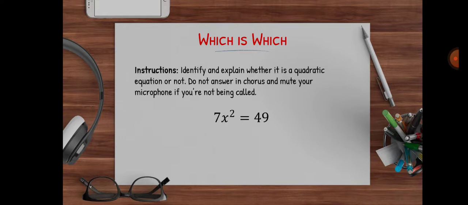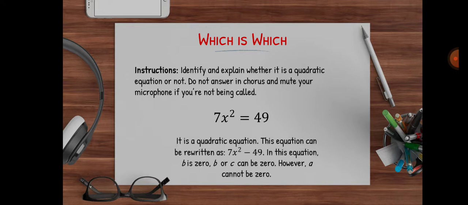7x squared minus 7x squared equals 49. Do you think this is a quadratic equation? Let us proceed. It is a quadratic equation. This equation can be rewritten as 7x squared minus 49. In this equation, b is 0. b or c can be 0, however, a cannot be 0. As I mentioned earlier, a is a non-zero constant, while b and c are constants. So b and c can be 0, but a cannot be 0.